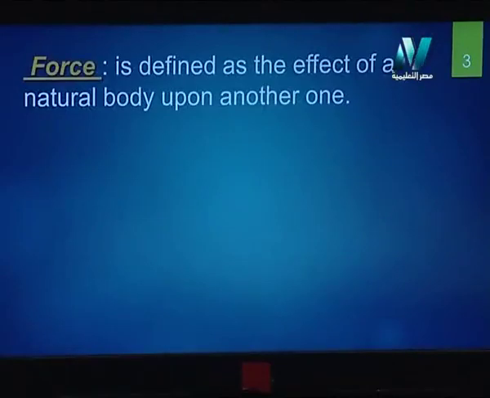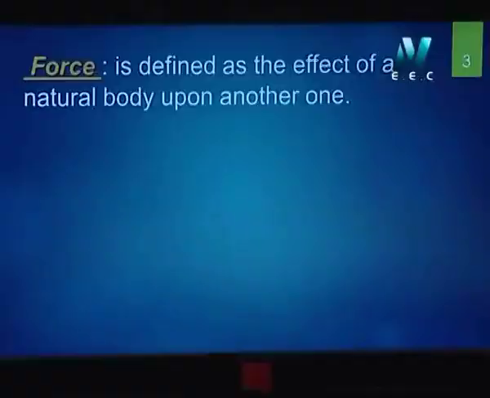Force. What is the force? The force is defined as the effect of a natural body upon another one. Okay, let's see what a natural body and another one mean. If we have this calculator and I affect it by a force at a point, it moves. This is the natural body and this is another natural body, and I affect this one from this point, so it moved now. Okay, let's move to the next slide here.